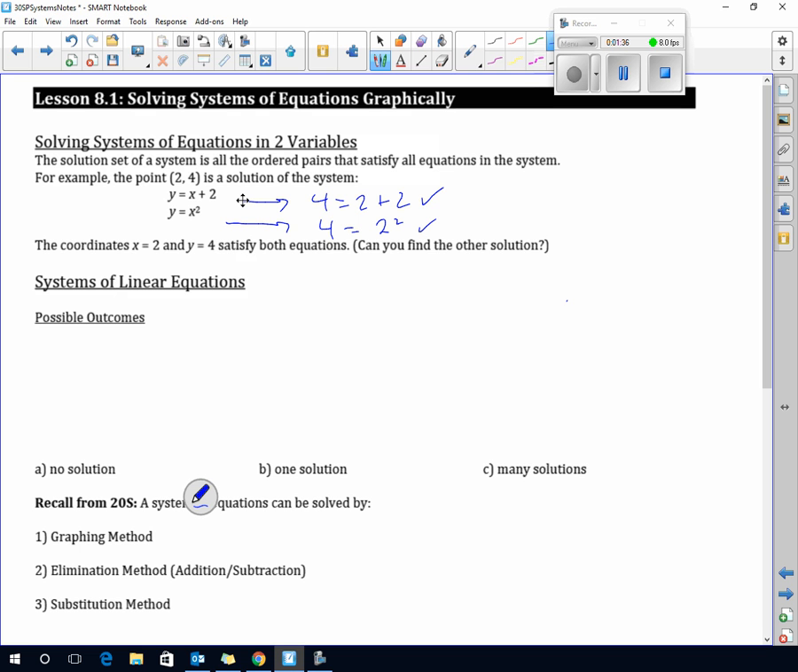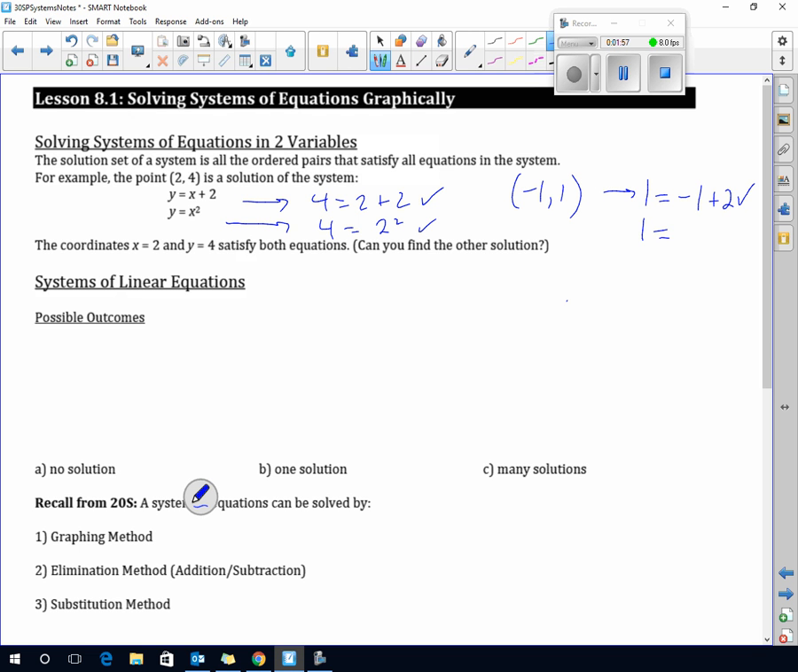So negative 1, 1, let's check. In the first equation, you'd get 1 equals negative 1 plus 2, which, yes, does work, right? And if I put it into the other one, I get 1 equals negative 1, the whole thing squared, which does work. Very good. We found another one. Obviously there's a better way to find it, not just randomly picking stuff.